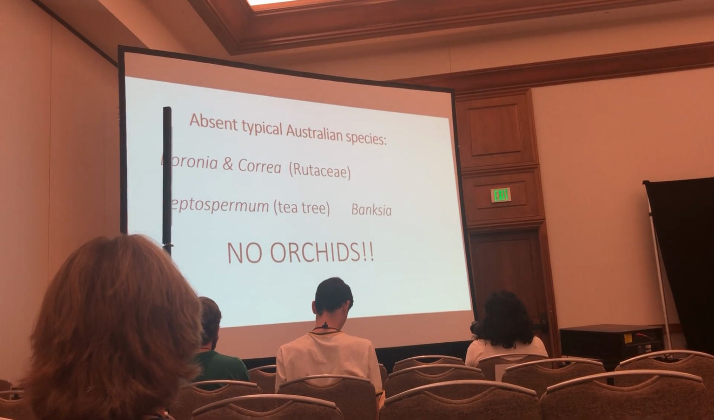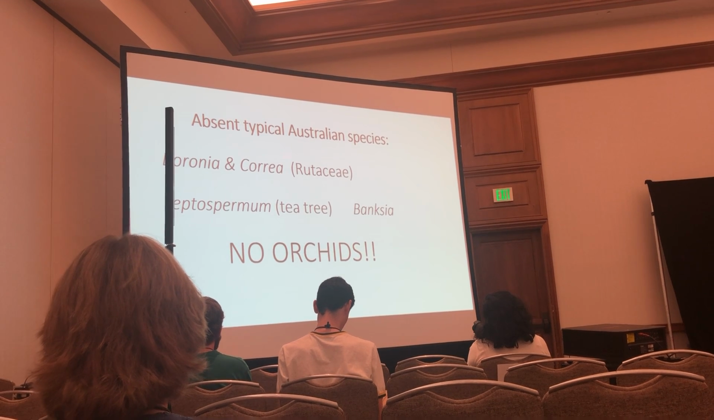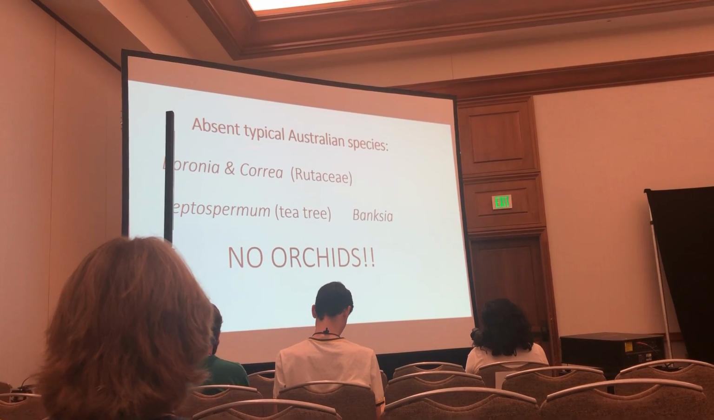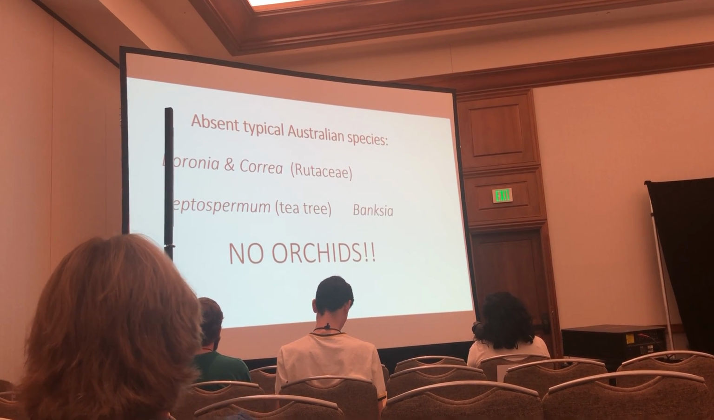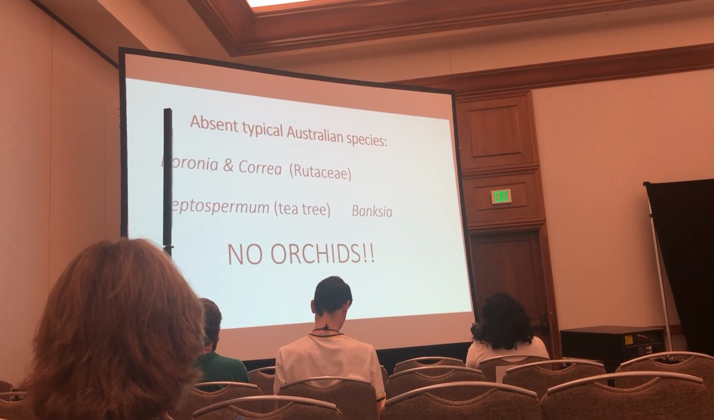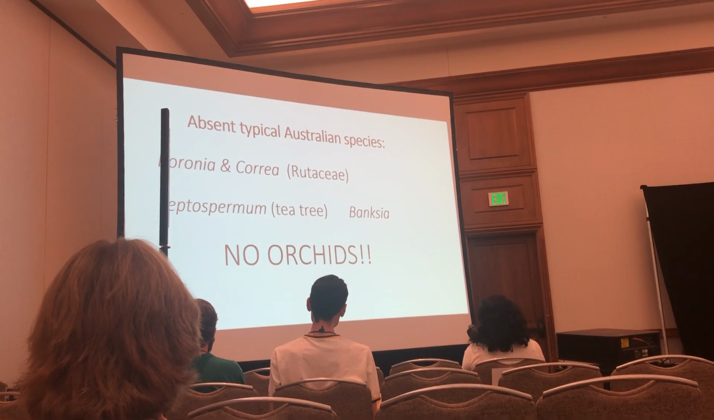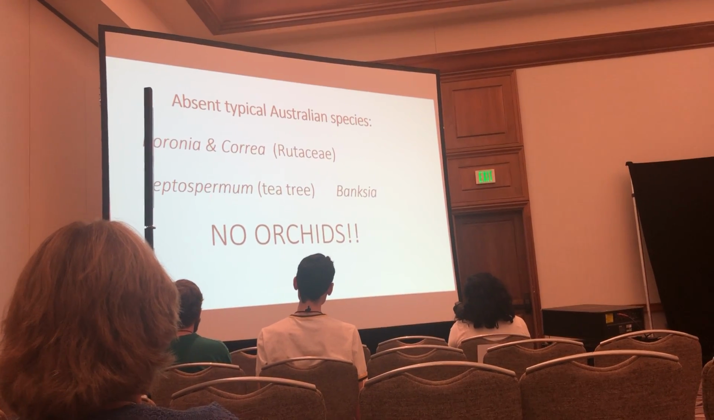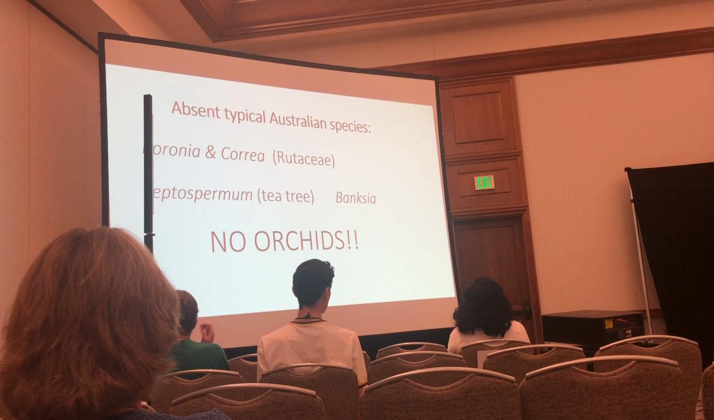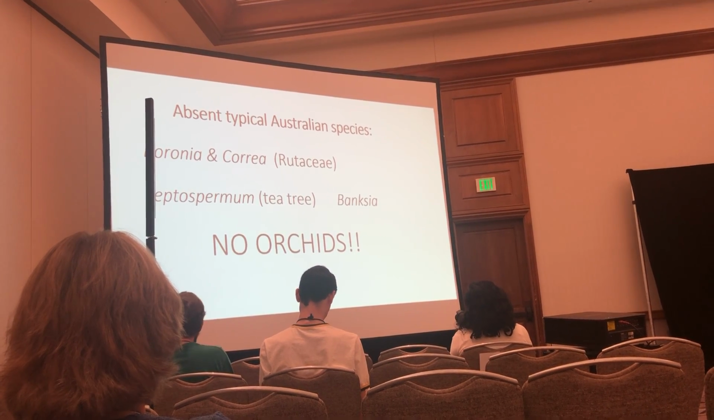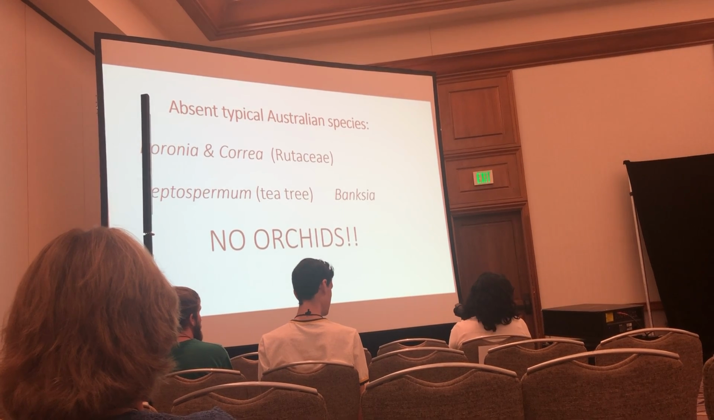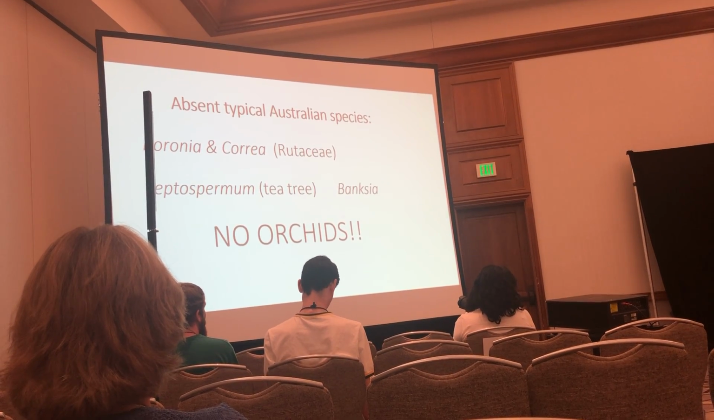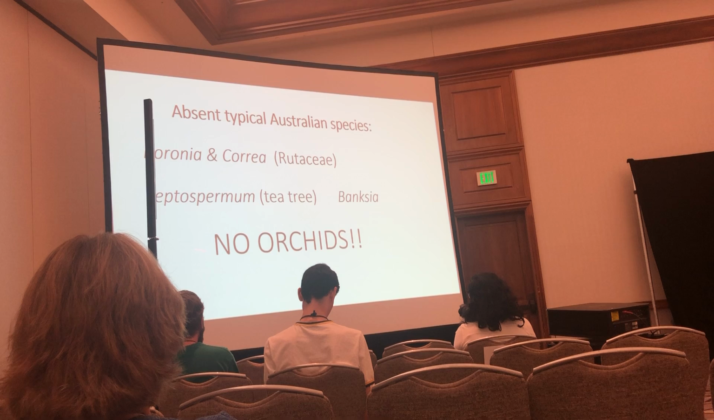Now the other cool thing is the absence of really, really common Australian genera. Boronia and Correa, there are in fact no members of the Rutaceae there at all, yet it's quite a large family. In the Myrtaceae, Leptospermum, a really, really important genus of around about 100 species, and we've got zero. Banksia, in fact the territory, my state, only has 1 species out of 150. And no orchids, a complete absence of orchids.